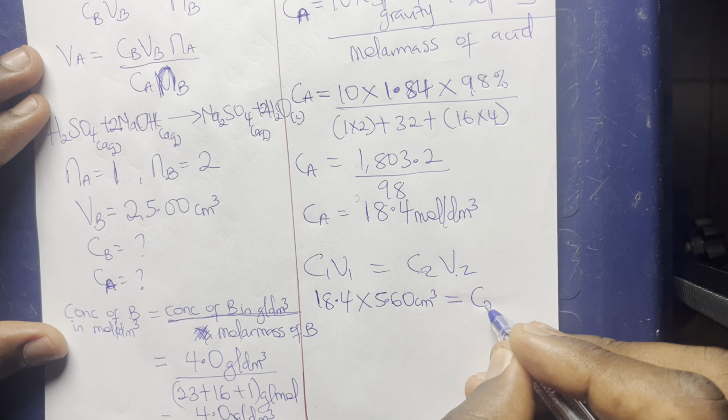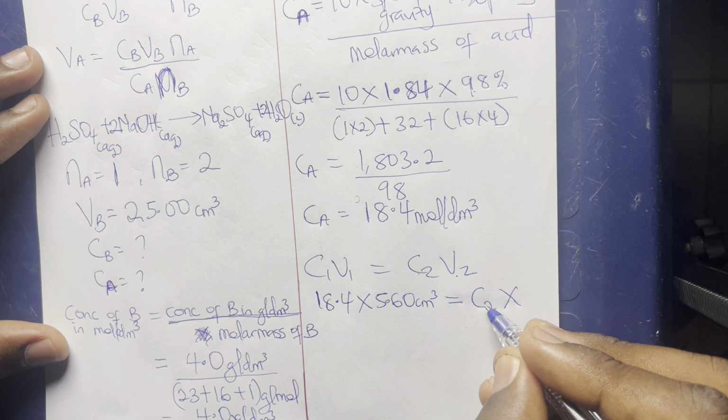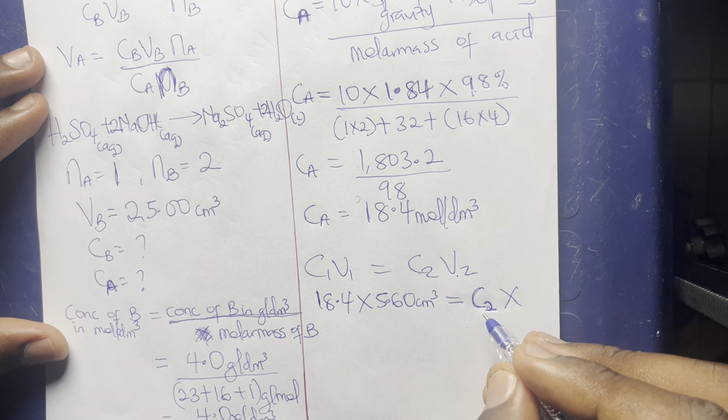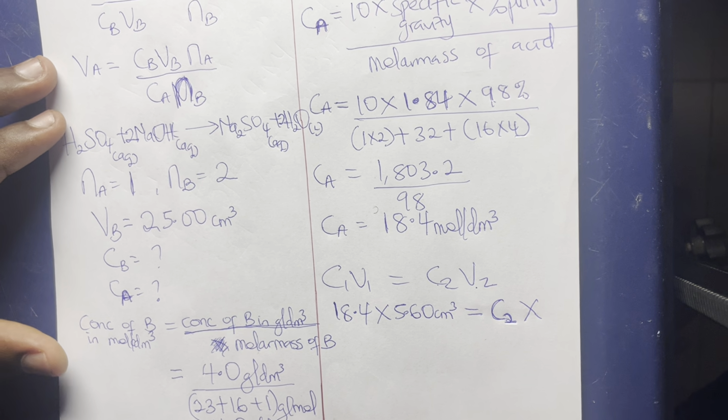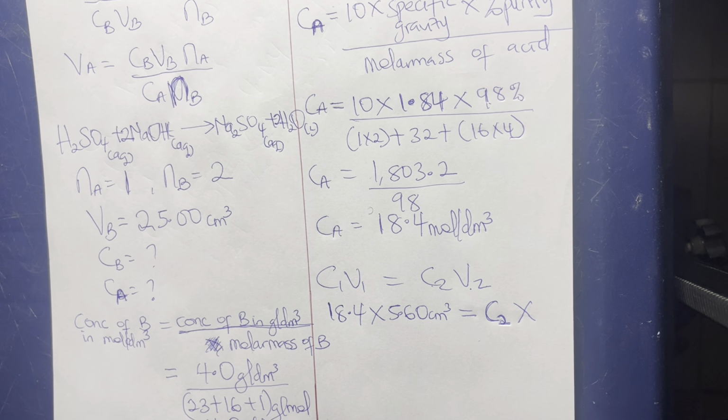So let me write the C2 here, or you can say the diluted concentration, you understand? So that's going to be the C2. Then the final volume, you understand? There is something called the dilution factor, which simply means that you have to use a standard flask. A standard volumetric flask is always 1000 cm cube, or 1 dm cube, or 1000 milliliters, or 1 liter, any one of the four.